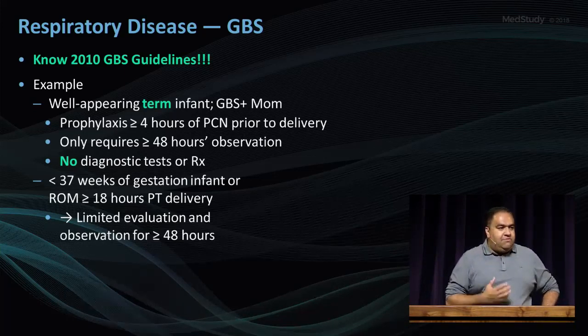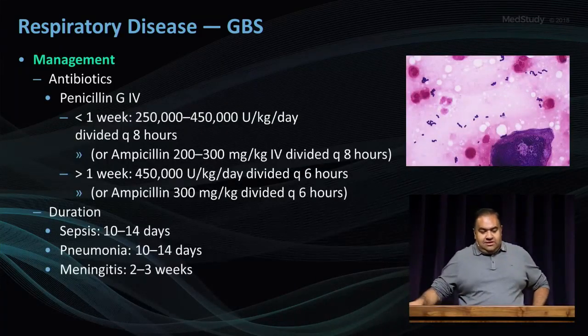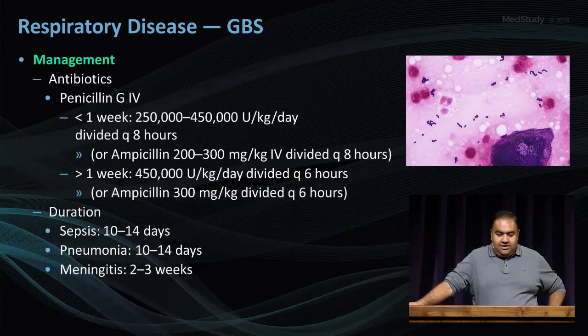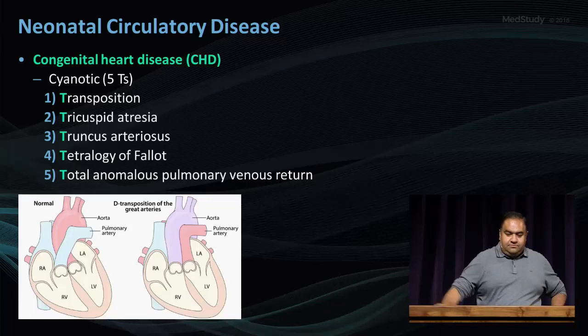So really, we try to refrain from doing a lot. Observation, observation, observation, limited evaluation, and antibiotics only when necessary. The antibiotic we use is penicillin, divided Q8 for less than 1 week, and greater than 1 week can be divided Q6. For sepsis, 10 to 14 days. Pneumonia, 10 to 14 days. And meningitis, 2 to 3 weeks.